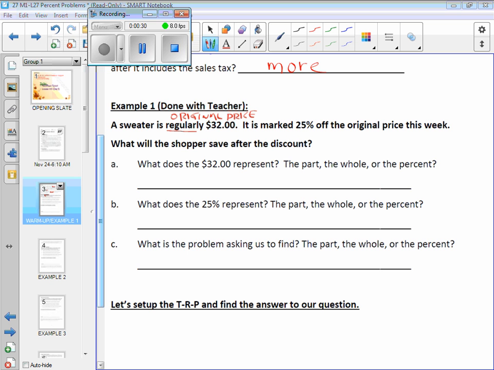What does the $32 represent? Part, whole, or percent? Smiley. Agreed. Very good. What about 25%? Emma. Right. And what are they asking us to find? How many of you got all of that right? If you did, you're off and running because that's the key. You have to break it down and identify what's what.